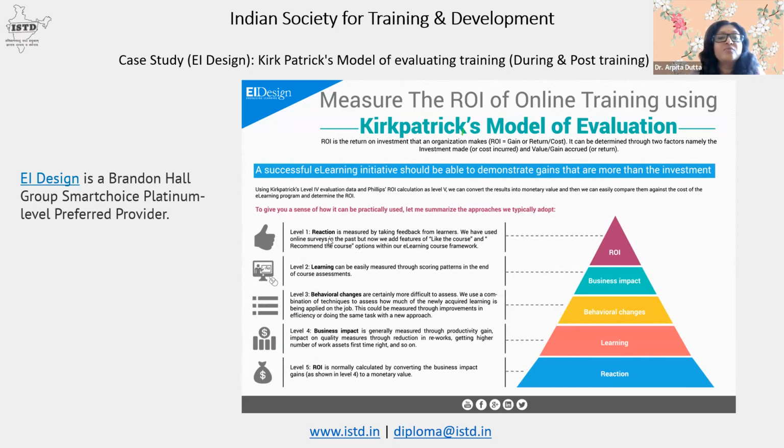Level 1 was reaction. Reaction is measured by taking feedback from the learners. That's what they have done. We have used online surveys in the past, but now we add features like: do you like the course? Would you recommend this course to somebody? Options within our e-learning course framework. How did they go about level 2? Learning can be easily measured through scoring patterns, so scores at the end of the course assessment.